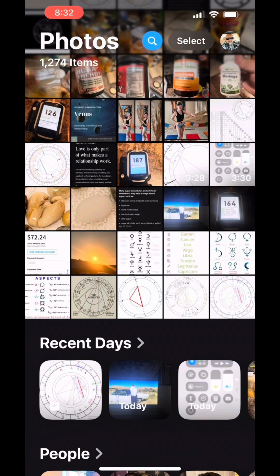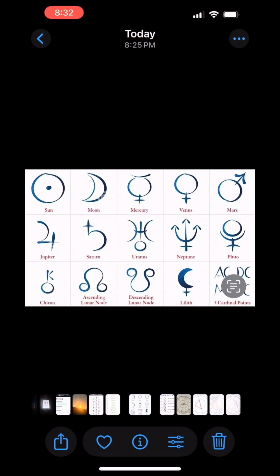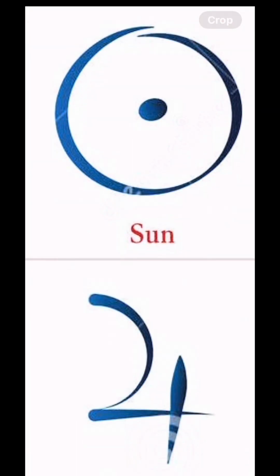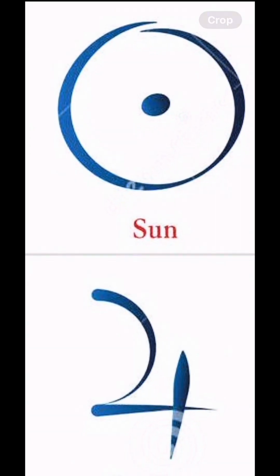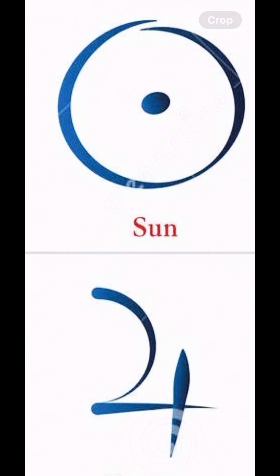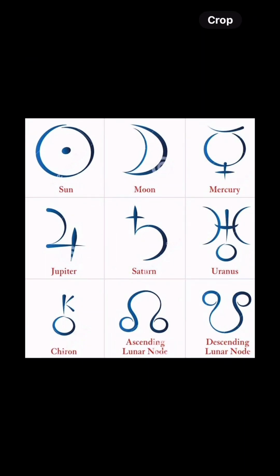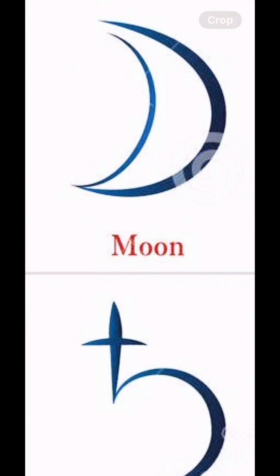I'm using my phone as an easy reference to show you symbols. Here we go. These are planets. The symbol for the sun. The sun in your chart represents your personal or inner purpose, inner drive, energy, the source of will, your motivation, your confidence, strength.